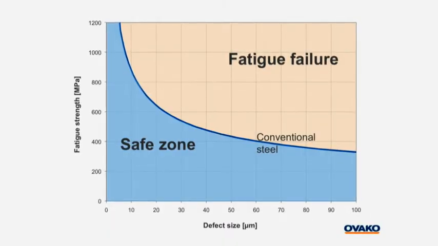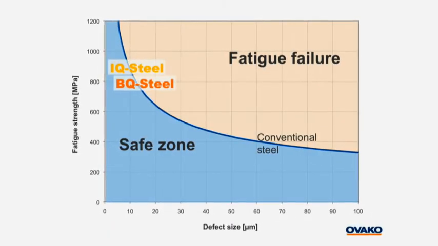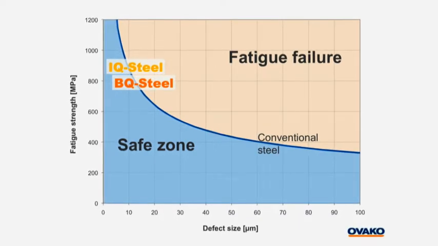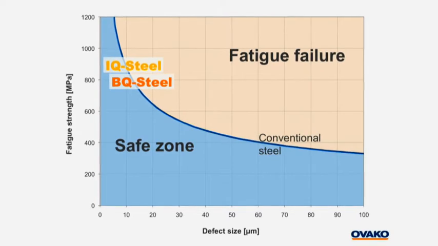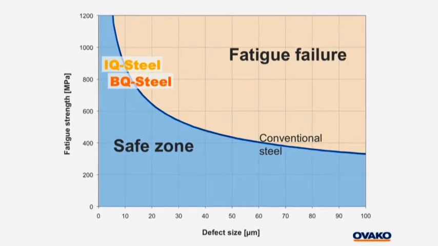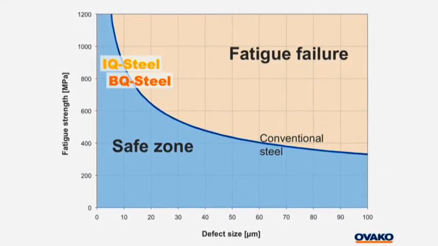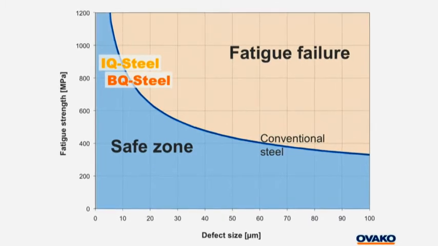Ovako has worked long and hard to control and limit inclusions in steel. Today we have qualities that are shifted towards a much smaller size range. The BQ and IQ steel has significantly smaller inclusion sizes compared to conventional steel. At this part of the curve, the slope is much steeper. This means that the gain in fatigue strength is increasing dramatically.